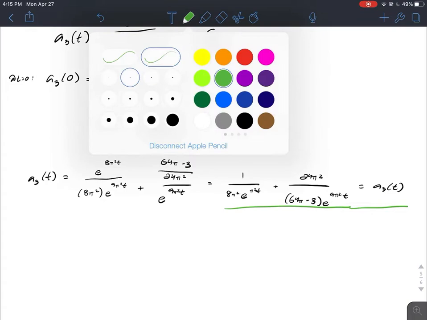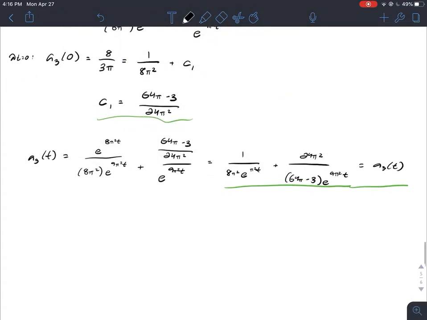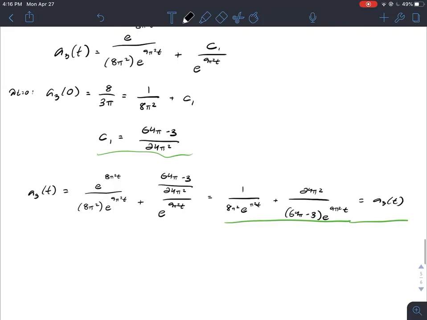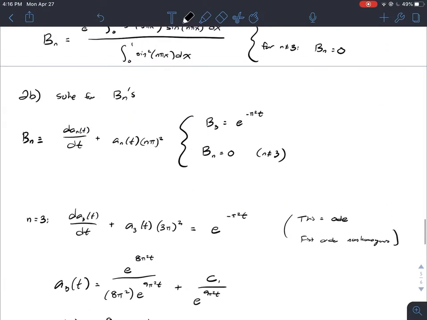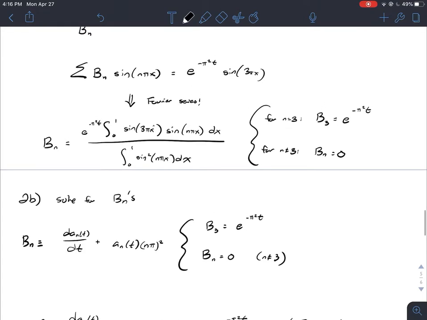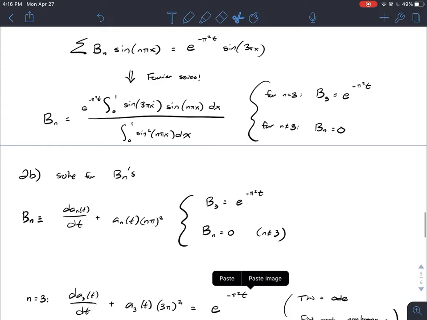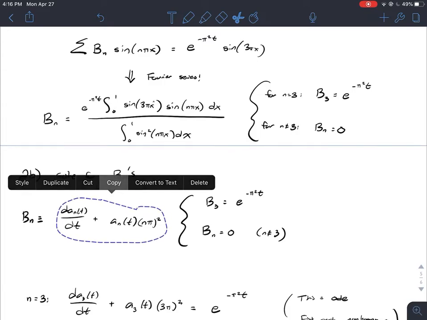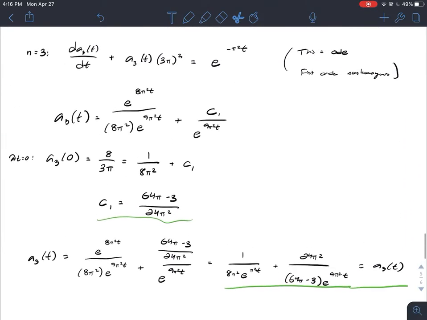The thing is, we're not done yet, okay? We need to take care of the case where n does not equal 3. Because for when n does not equal 3, we still have a differential equation, right? Even though Bn itself is equal to 0, the differential equation when Bn is equal to 0 is just going to be a first order homogeneous differential equation now. So just closely follow along with what I'm writing right now.